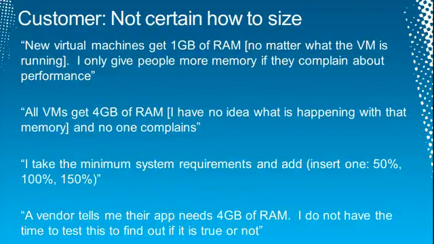These are some quotes that we've heard from various customers. The first one: new virtual machines get 1 gigabyte of RAM no matter what the virtual machine is running. I only give more memory if the application owner complains about performance. So that's an interesting model. They say, I don't look at the system specs, I don't talk to the application developers, I just give them 1 gigabyte of RAM. Once they start complaining, once they start saying that my workload isn't working properly, or is slow, or is sluggish, then they start allocating more memory.